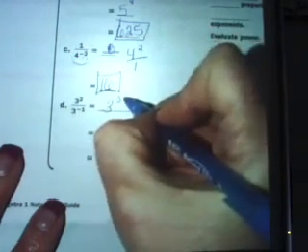Alright, let's look at D. Here I can see I'm dividing like bases, so I'm going to have 3. When you divide like bases, what do you do with their exponents? You subtract. So that's going to be 2 minus negative 1, which gives me, what's a negative negative? A plus plus. So I'm going to have 3 cubed. 3 cubed gives me 27.